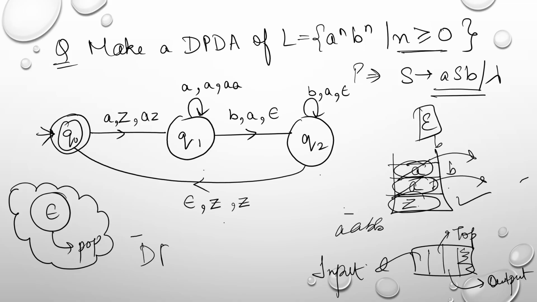Deterministic, like in DFA. For one input symbol, only one transition. Similarly, DPDA: one transition for one input symbol.